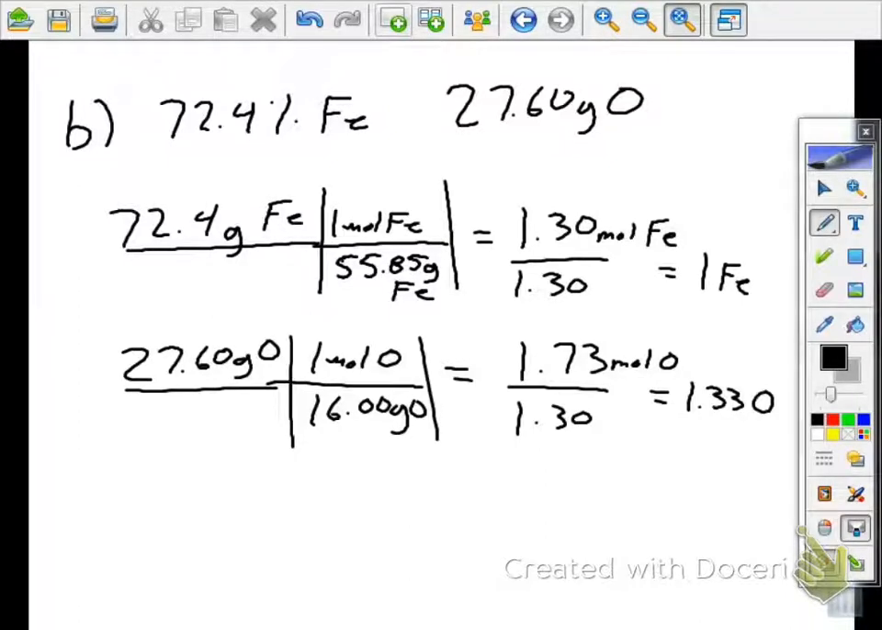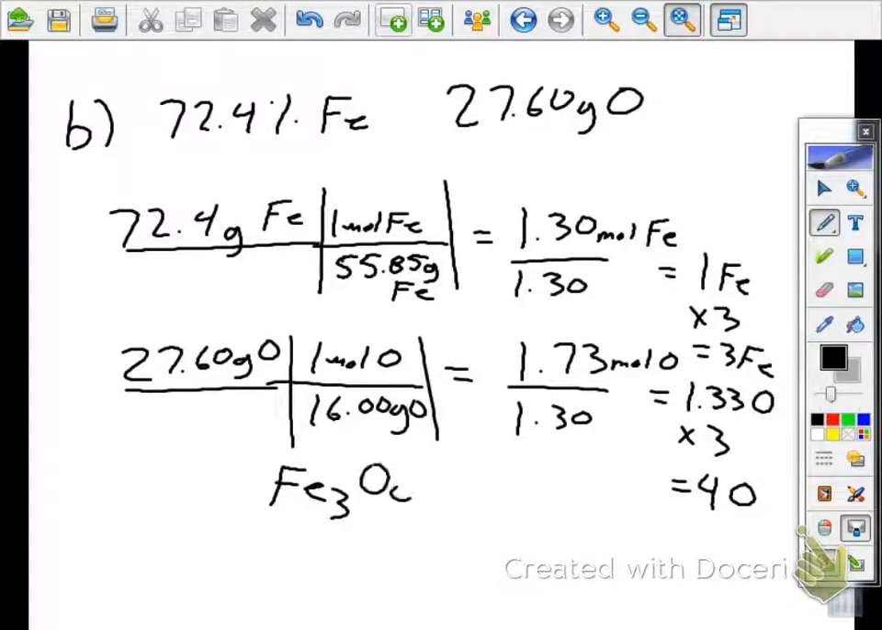So I realize that 0.33 needs to be multiplied by 3, so that it'll come out to be a whole number. So 1 times 3 for iron and 1 1/3 times 3 for oxygen will give me 2 numbers. 3 iron I'll need for every 4 oxygens. So the formula on that one would be Fe3O4. Fe3O4 would be my answer.